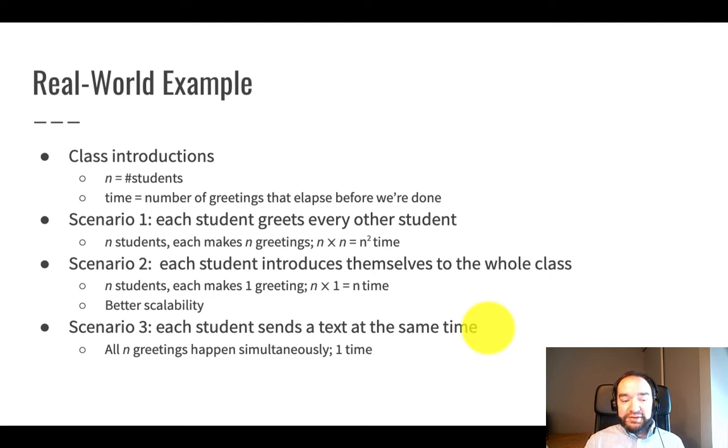There's just one unit of time that elapses. We wait for everyone to finish writing their text, maybe 5 minutes. Now we're done with the greetings. That's the best scalability because no matter how big the class is, the amount of time elapsed is the same.